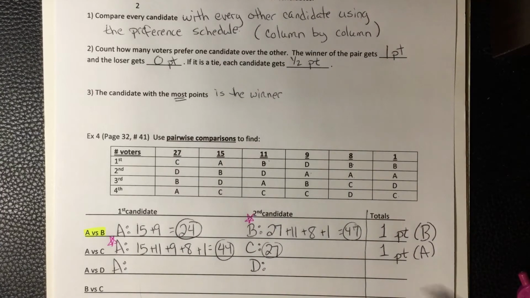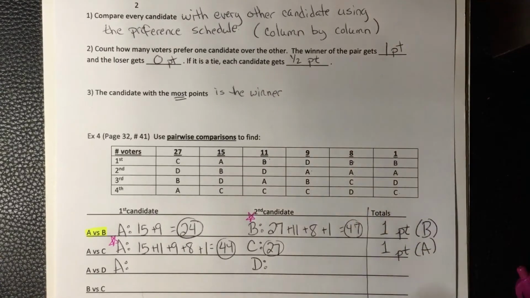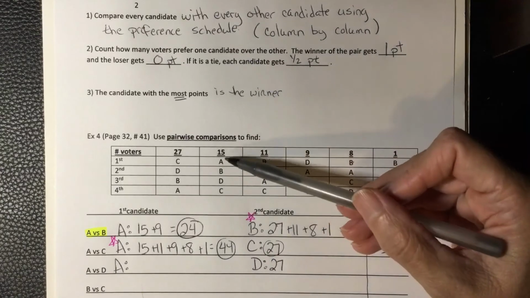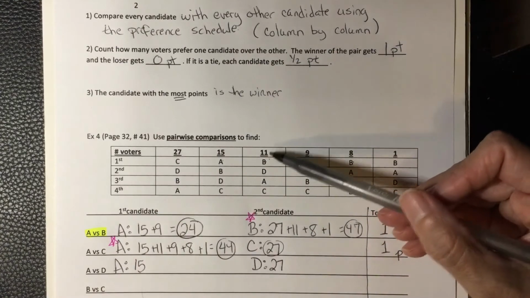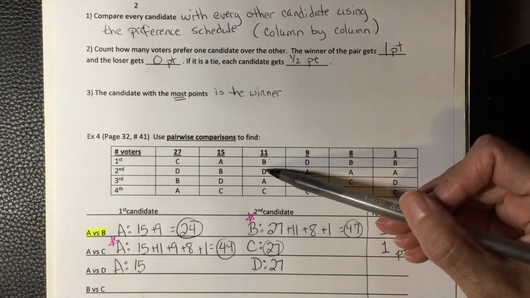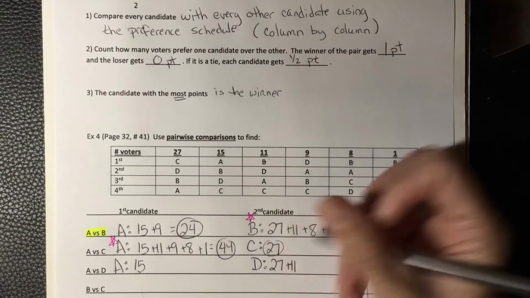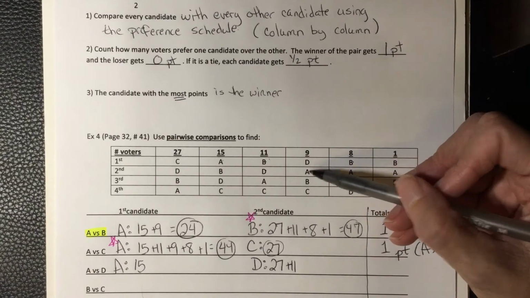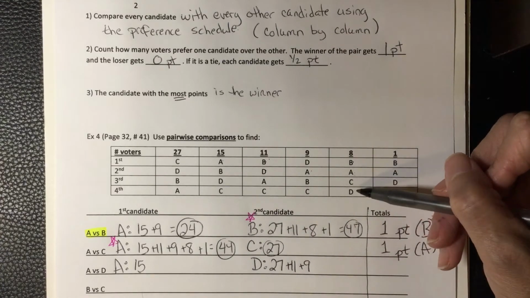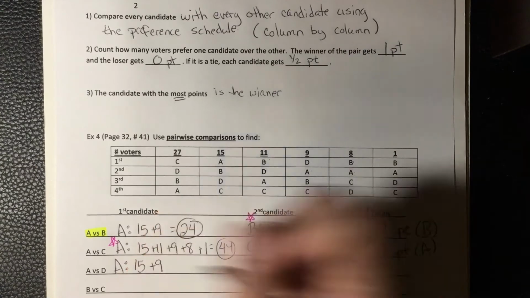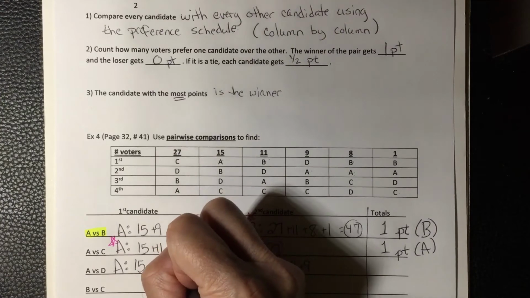All right, so now we're looking at A and D. So we start at the first column. D is above A, so D gets those points. So they get 27. And the next column, A is above D, so A gets the 15. And the third column, we see that D is above A, so D gets the 11 points. I'm sorry, 11 votes. In the next column, D is above A, so D gets the 9 votes. On this column, A is above D, so A gets the 9. And in the last column, A is above D, so A gets the 1.